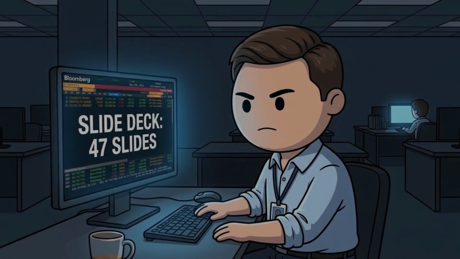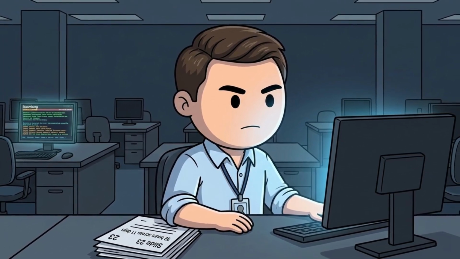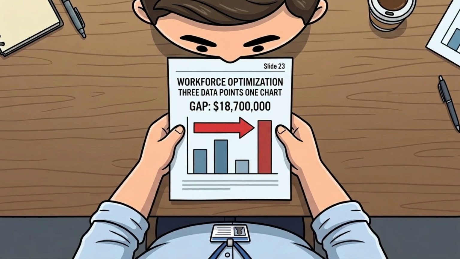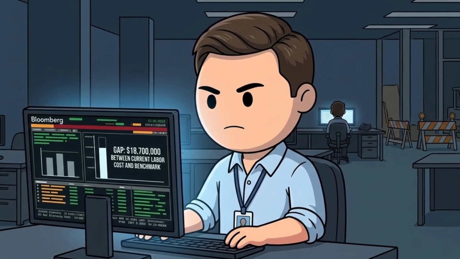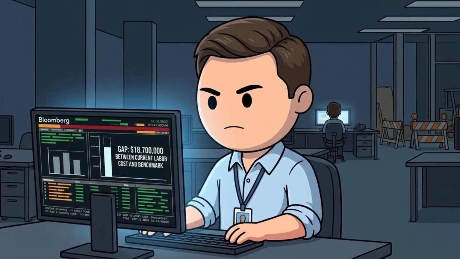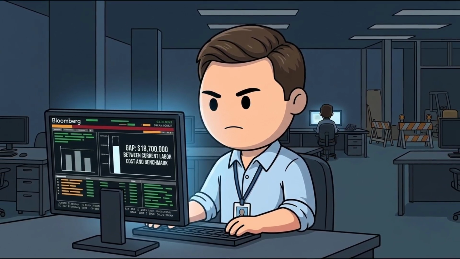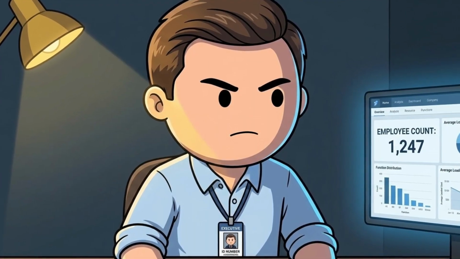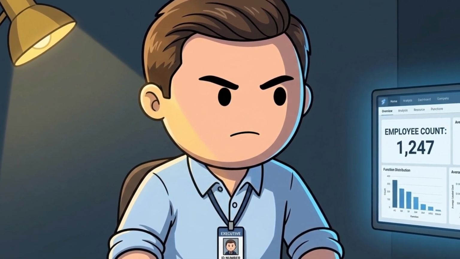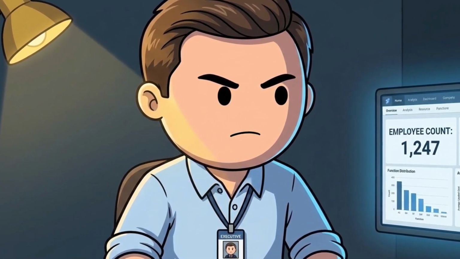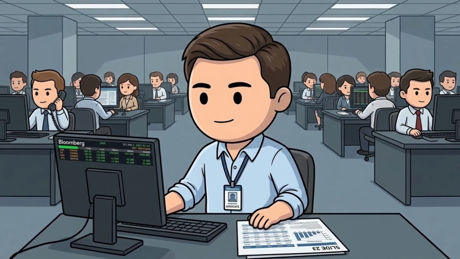The slide deck is 47 slides. An associate built slides 1 through 39 over 92 hours across 11 days. Slide 23 is the workforce optimization slide. It has 3 data points, 1 chart, and a gap of $18,700,000 between the company's current labor cost structure and the benchmark. The gap is the opportunity. The opportunity is 1,247 employees viewed through the lens of a function distribution and an average loaded cost. The slide does not contain names. The slide contains numbers. The numbers are correct.